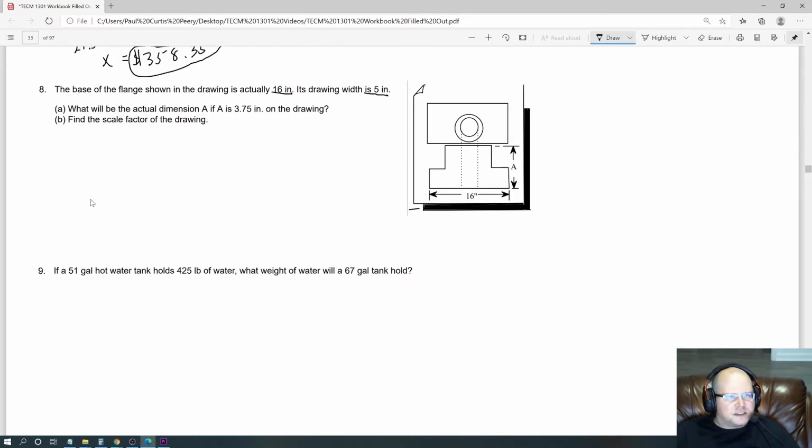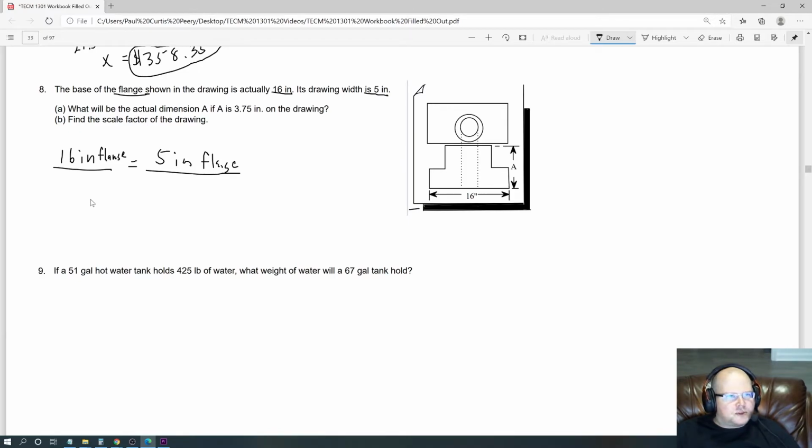Okay, so let's do this, right? So we'll have 16 inches right here. In the drawing, this is 5 inches. This is the flange, right? The flange right here. These are both flanges. I guess I should make that explicitly clear. Flange, flange. Okay. So this is the drawing one, though, right?